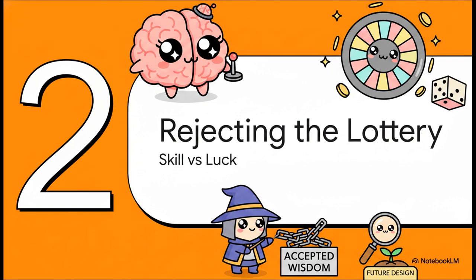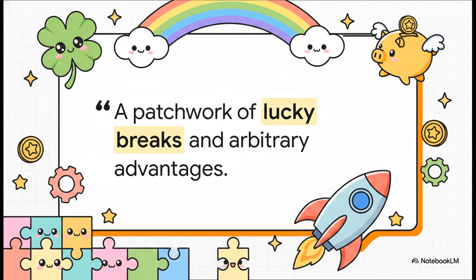All right, moving on to Section 2, rejecting the lottery ticket. Let's see how this builds into dismantling the accepted wisdom that honestly plagues most modern businesses today. We have got to reject the popular myth, the one peddled by authors like Malcolm Gladwell, and even some incredibly successful founders, that success is just a massive lottery ticket. People love to attribute their triumphs to some incredible planetary alignment or a patchwork of lucky breaks. But really think about it.